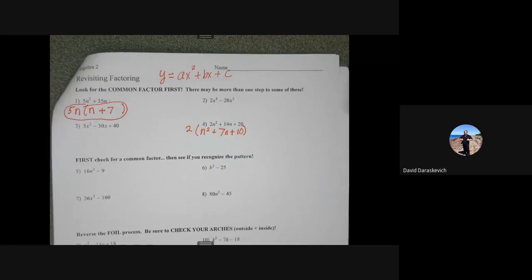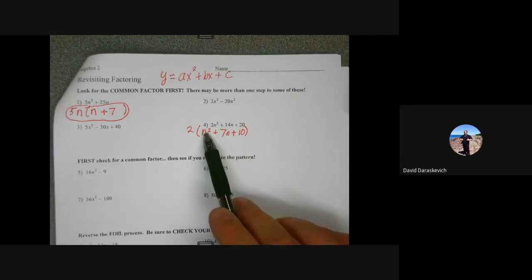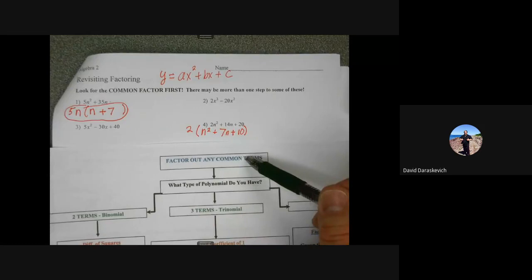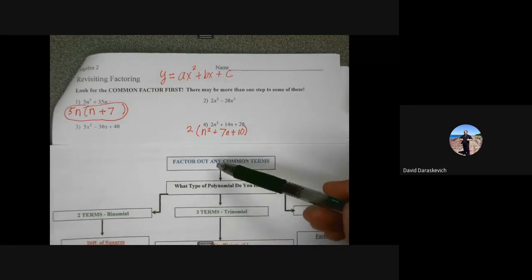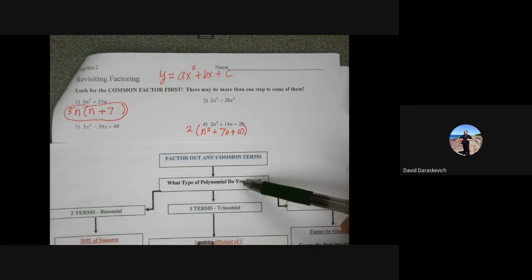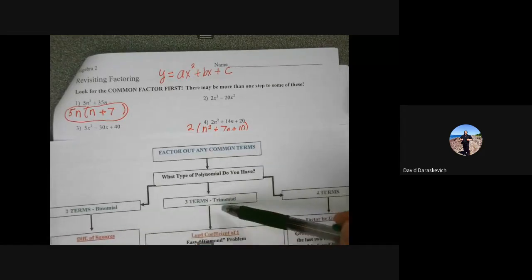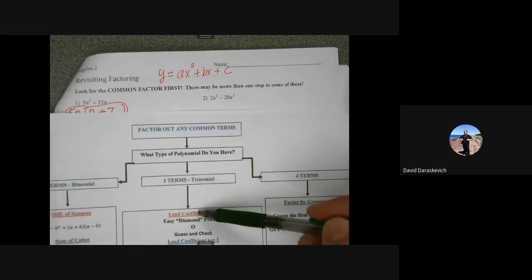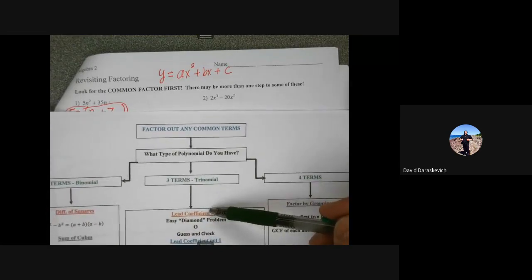Okay. So then I'm not done yet, because I can factor this quadratic. It's got 3 terms. I'm going to ignore the 2 for now, because that's my common factor. So then I follow my flow chart. Hey, what type of polynomial do I have? Is it 2 terms, 3 terms, or 4 terms? This is 3 terms. So I go down here, and I'm looking at my lead coefficient, or my A, right?